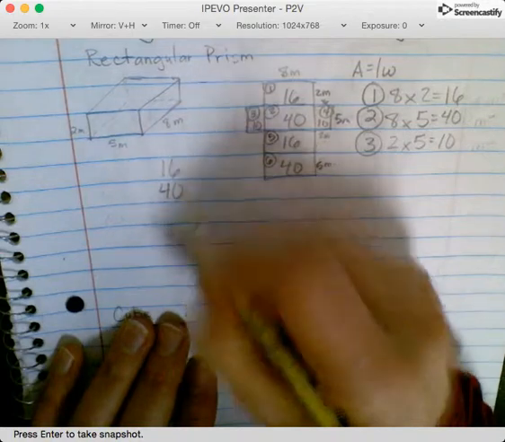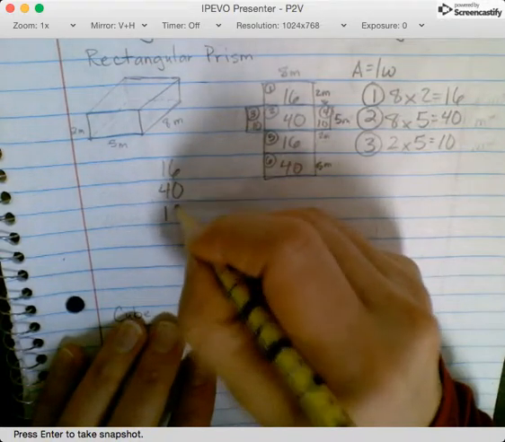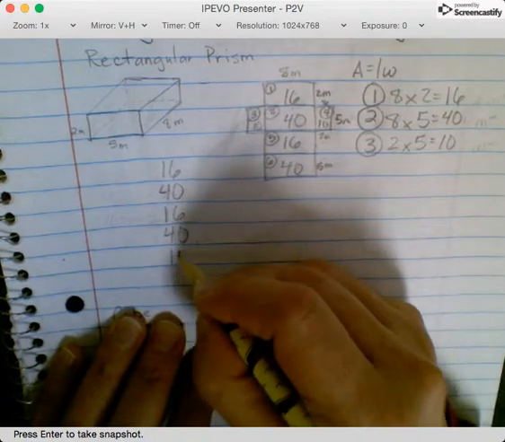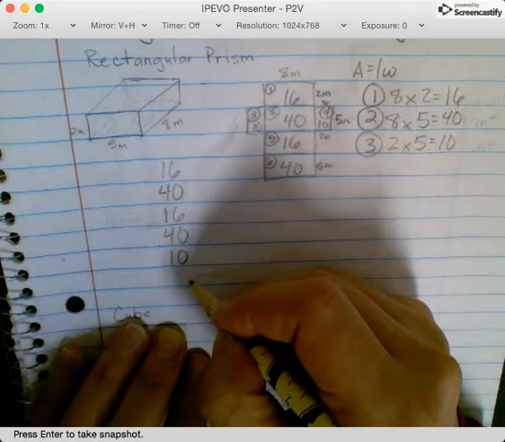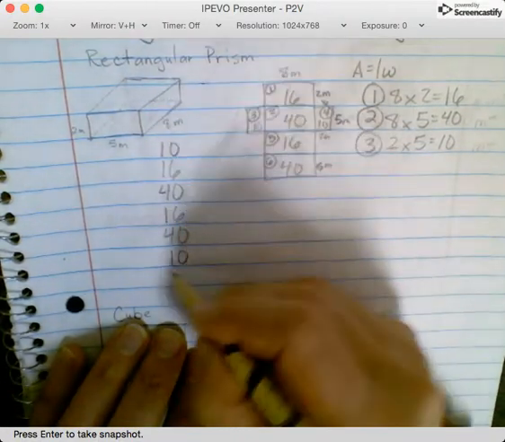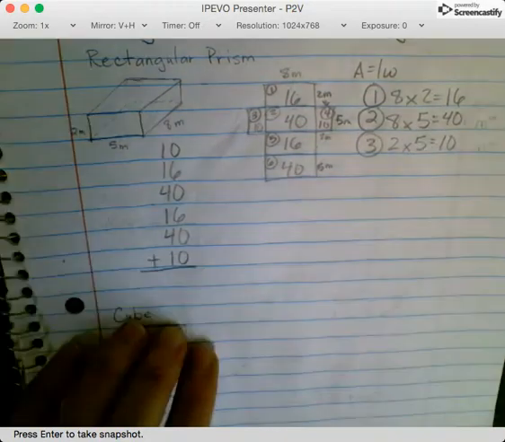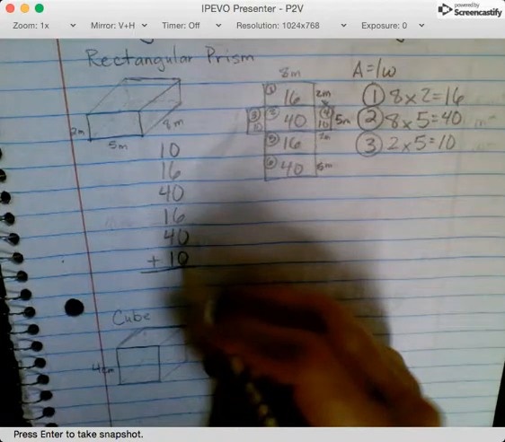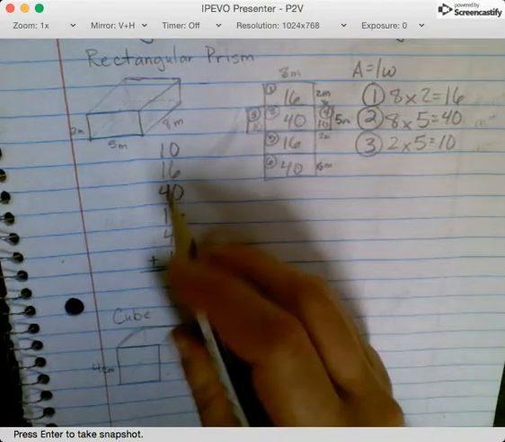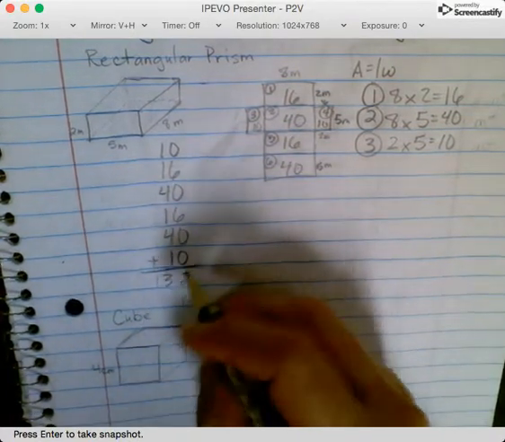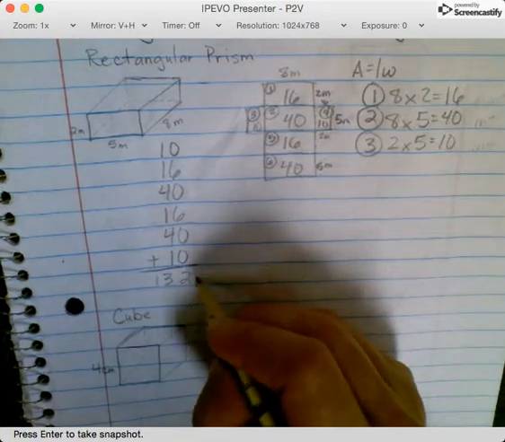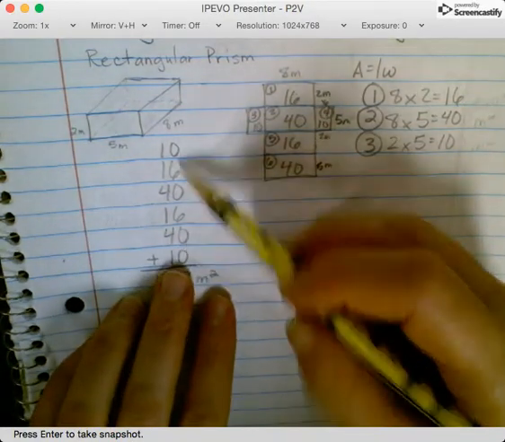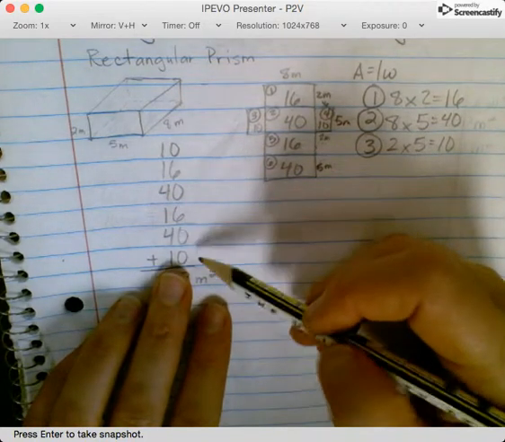Okay? So if I want to find the surface area, I can add these all together. So we have 16 plus 40 plus 16 plus 40 plus 10, and I'm going to put my 10 up here. So if I add all of those up, then I would get 132 meters squared.